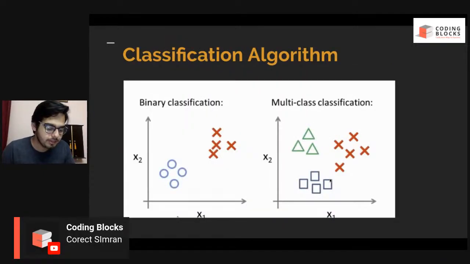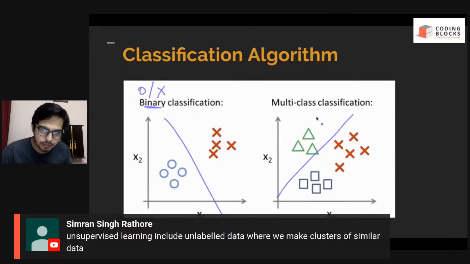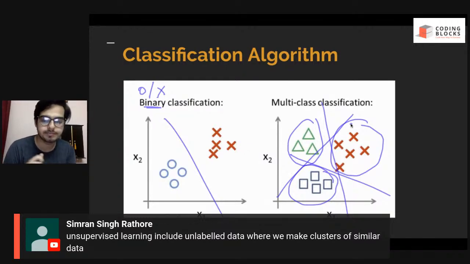But this is classification. In classification, we have to classify either as zero class or cross class. This is binary, because it is either this one or this one. Now this is multi-class, because you have to classify between this one, this one, and this one. Either it will be square, triangle, or cross. So I hope you are getting what regression and classification are.